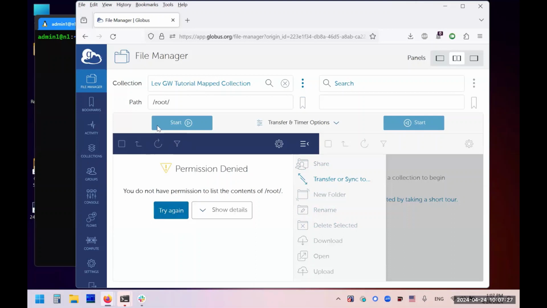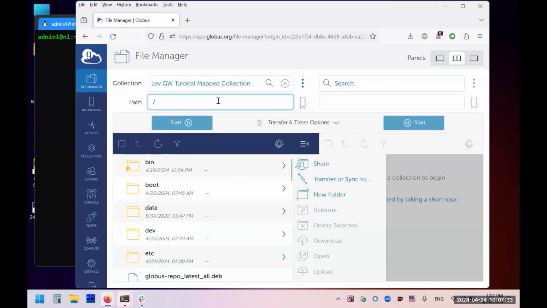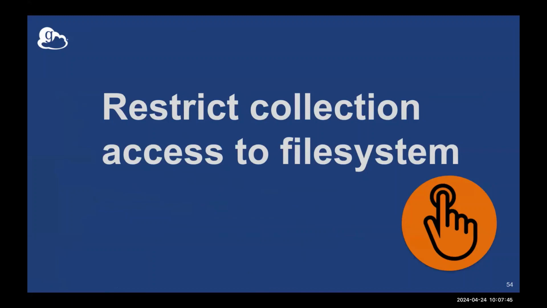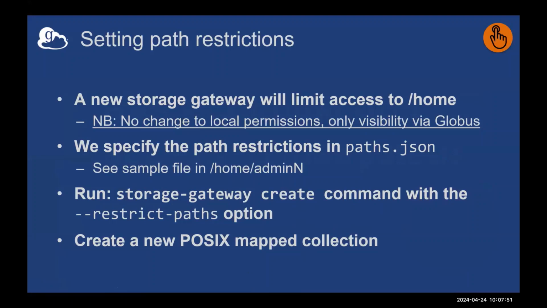But I can see that there are things in root which maybe we don't want to expose. So we can use the restrict paths functionality to narrow what the user can even see. For the sake of this demonstration, we create a new storage gateway with limited access to just home and nothing more. The path restrictions are specified in a JSON file.